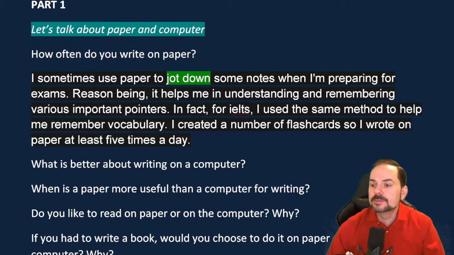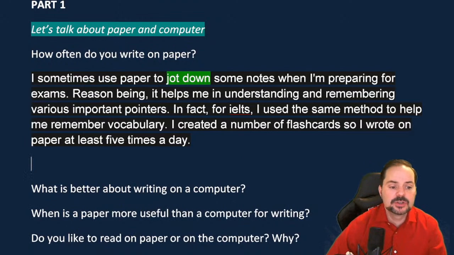Okay, Riza Corp says. Let's see if I can find you again, Riza. I'm not sure. Yeah, Riza, there you go. So Riza says, since I'm working in the office, I usually write on paper. Just like yesterday, I wrote the minutes of a meeting for my boss. Okay, good.